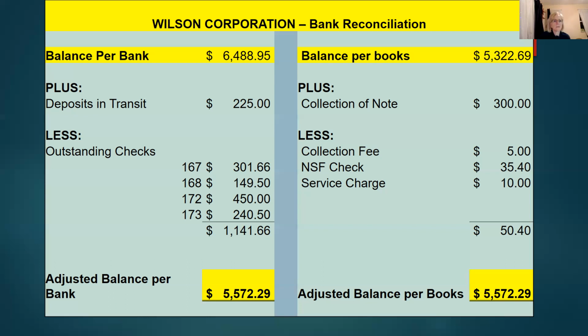Debit or credit. Let's see. So we're going to increase cash. So if we increase cash, is that a debit or credit? Srishti, correct. Fair, correct.